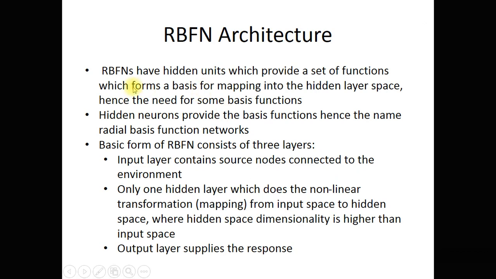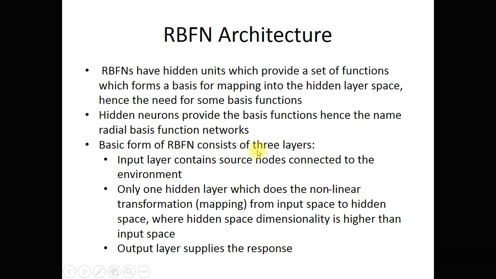Let us see the RBFN architecture. RBFNs have hidden units which provide a set of functions which form the basis. These are the basis functions which map from the input space to the hidden layer space of higher dimensions. So hidden neurons provide the basis functions, hence the name radial basis function networks.